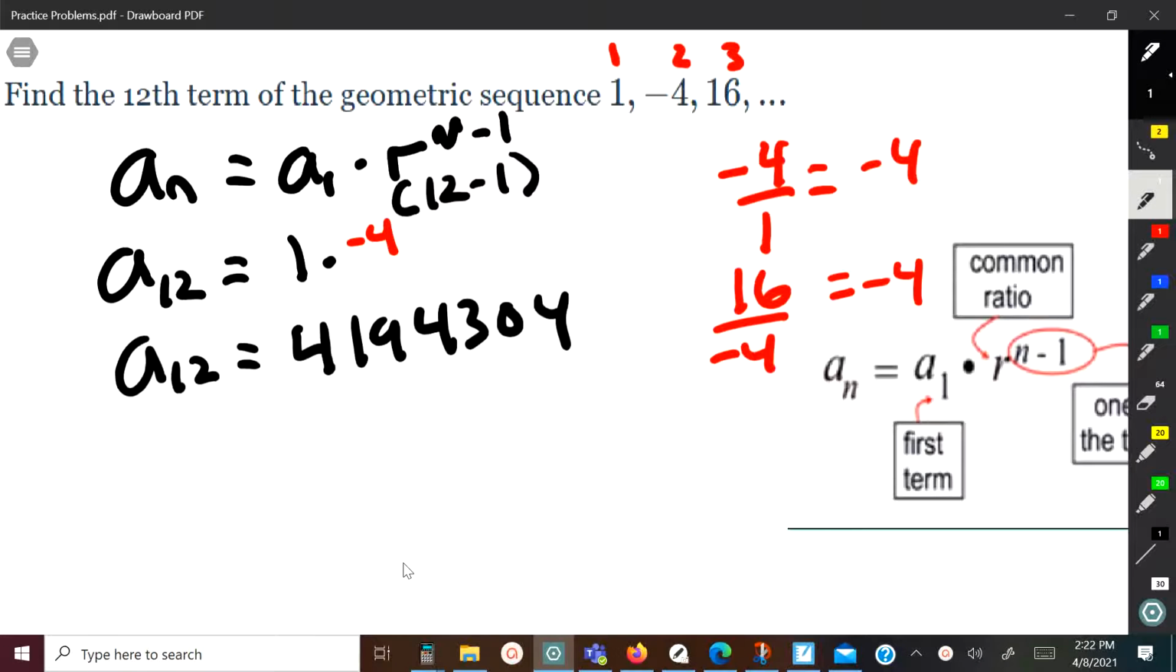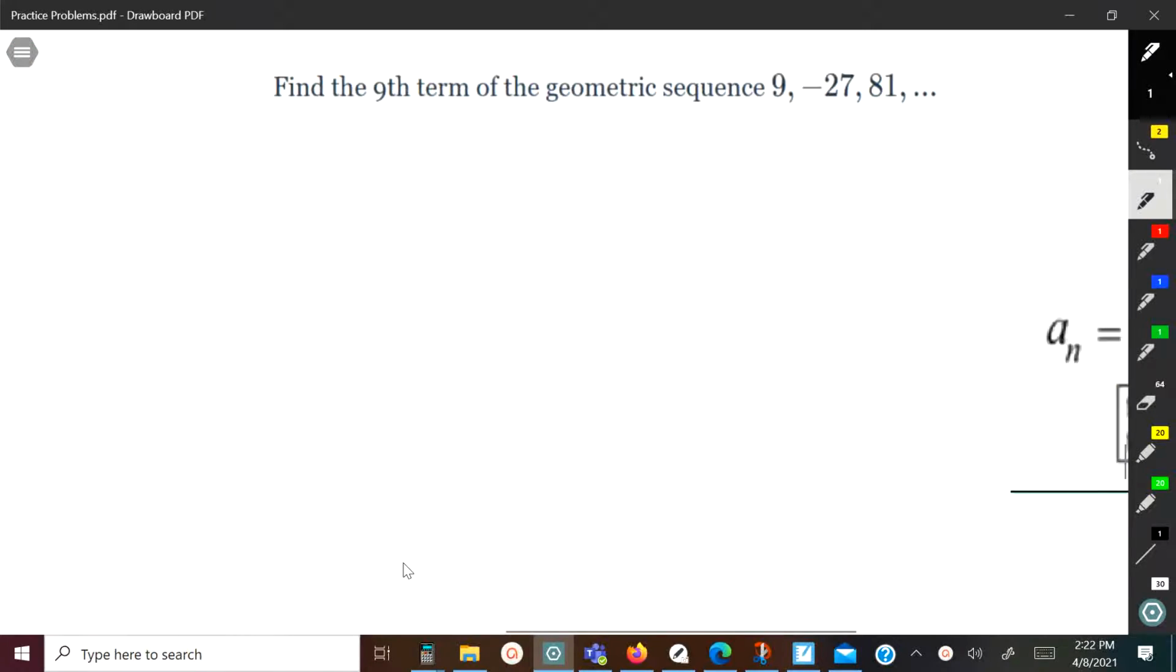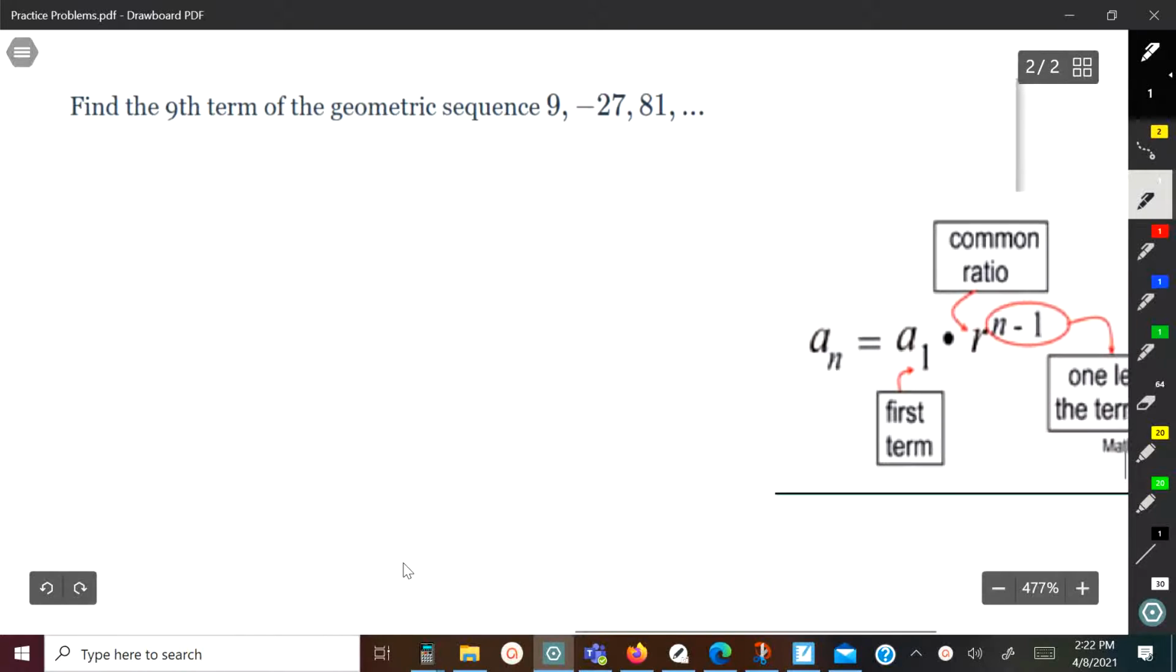Take a look at this one and see if you can solve it. Pause the video here and see if you can solve it on your own.